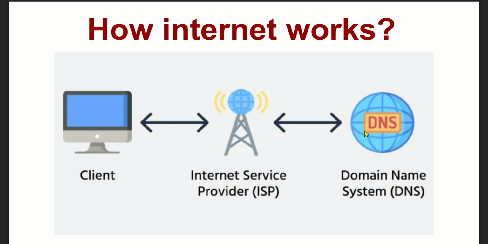The request is sent to the domain name system server through an internet service provider such as Airtel, Jio, BSNL. We can consider the domain name system server as a phone book, where it would find the particular internet protocol address, that is the IP, for that particular URL we gave. The response would come back through the internet service provider.